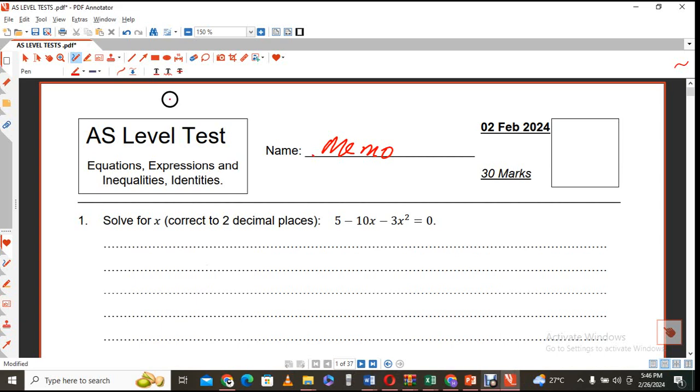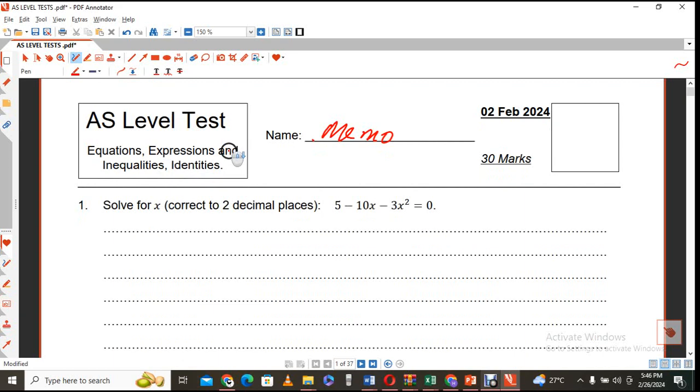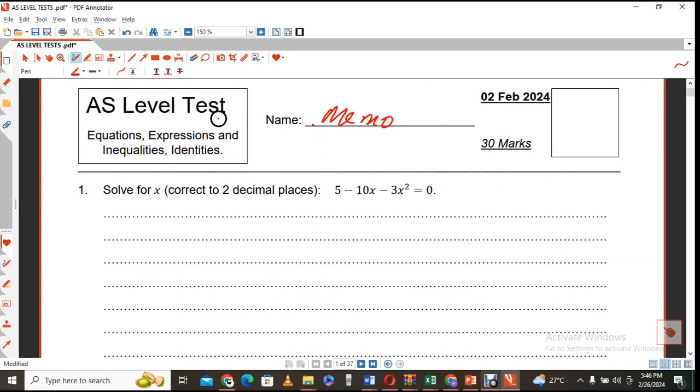Good day. So I'm doing the different tests that I gave to the AS level learners as of this year. I'm going to share all the tests that I'm giving to them, and hopefully you can also use it to do revision. The following is about equations, expressions, and inequalities as well as identities.